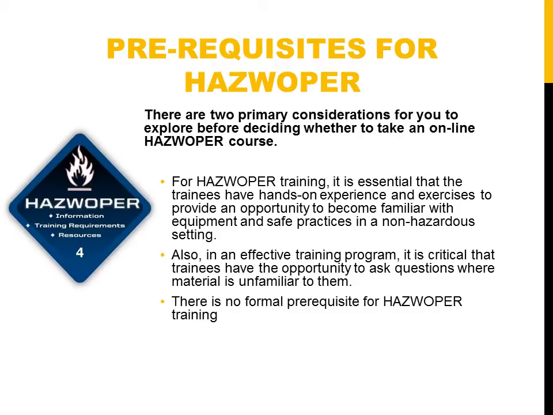Also, for an effective training program, it is critical that trainees have the opportunity to ask questions where material is unfamiliar to them. In a computer-based training program, this requirement may be accomplished through access to a telephone hotline or an email contact at the time the training is being conducted, so the trainees will have direct access to qualified trainers at the time their questions are raised. There is no formal prerequisite for Hazwoper.